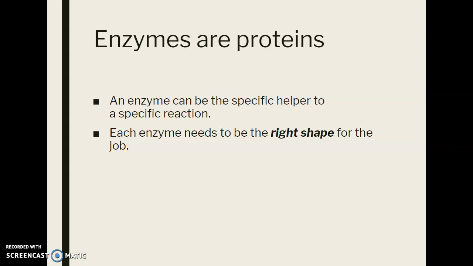And we've talked about shapes a little bit when we did protein, and we talked about denaturing. When we denature a protein, it changes the shape, which changes what the protein is able to do. So if we have a certain enzyme, let's say, that breaks down starch, and it's denatured, it won't be able to break down starch anymore.